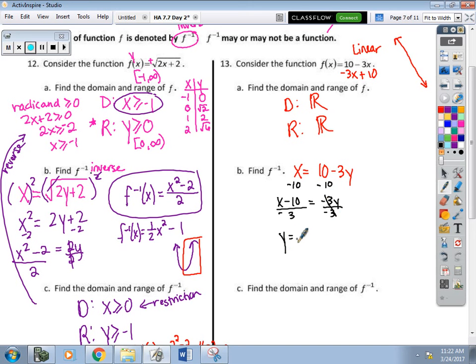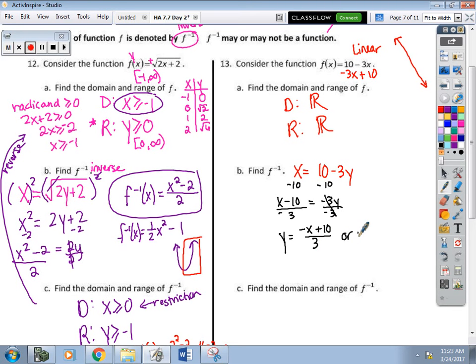Now, you don't want to leave the negative in the denominator, so you have two options. You can divide each term by a negative. So this would be like a positive divided by a negative is a negative x. And negative 10 and then negative 3 would cancel to become a positive 10 all over a positive 3.